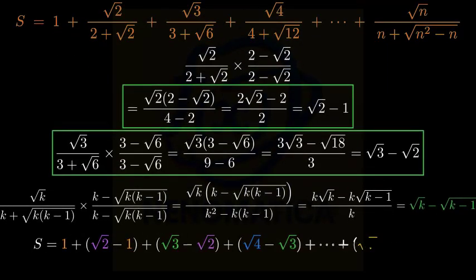Therefore, the entire sum becomes 1 plus the quantity square root of 2 minus 1, plus square root of 3 minus square root of 2, plus square root of 4 minus square root of 3, and so on up to square root of n minus square root of n minus 1.